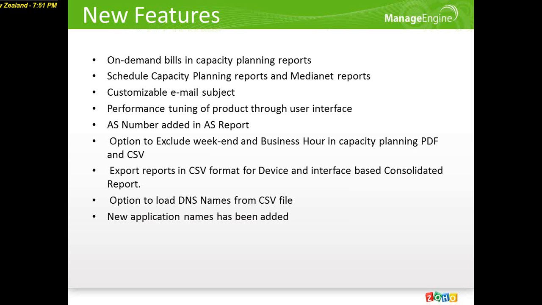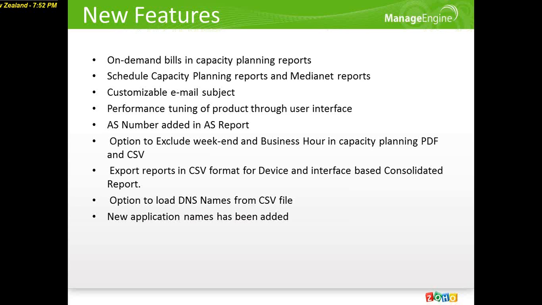An AS number added in AS report. An AS report is an autonomous system report. Earlier it only showed the AS name in the report. Now it shows both AS name and AS number on the report. Option to exclude weekend and business hour in capacity planning, PDF and CSV. And export reports in CSV format for device and interface based consolidated report. The consolidated report generated for device and interface can be exported to CSV.